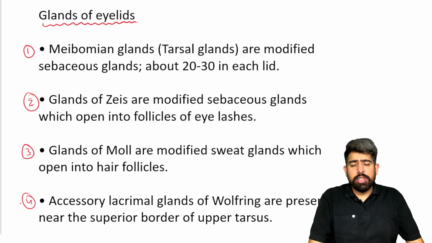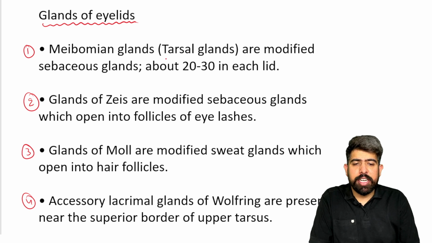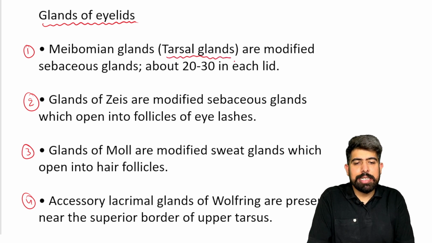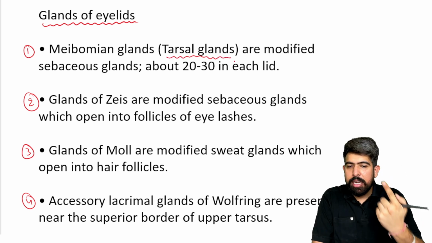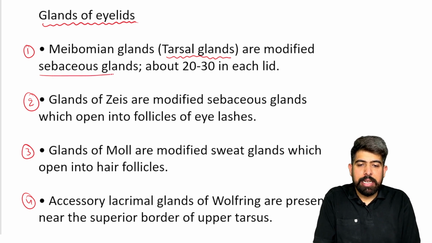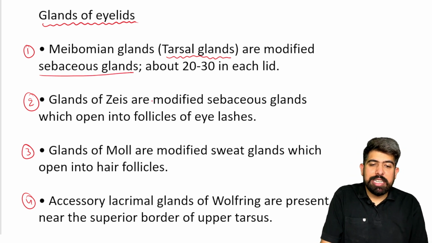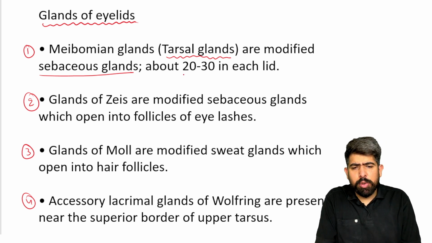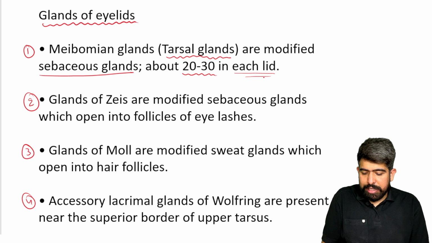In our eyelid, right? If I'm talking about the meibomian gland, it is situated at the tarsus. It is also known as the tarsal gland, and it is situated at the tarsus only, right, at the tarsus. And it is a modified sebaceous gland. Which type of gland? Yes, it is your modified sebaceous gland, and there are about 20 to 30 in each lid.